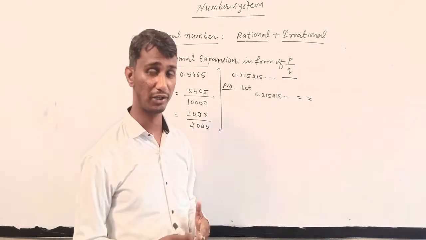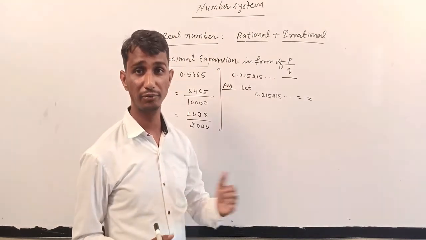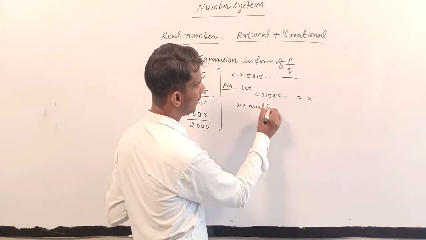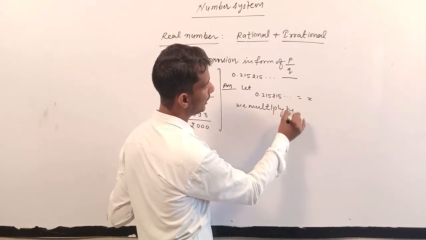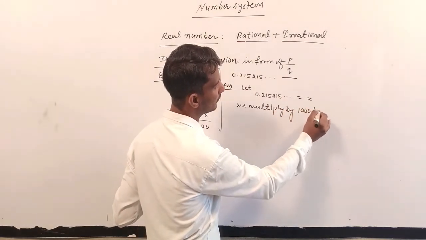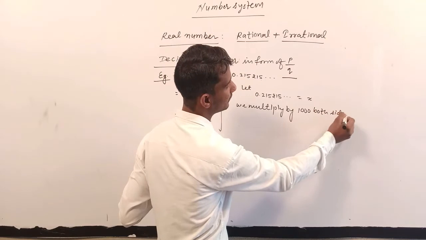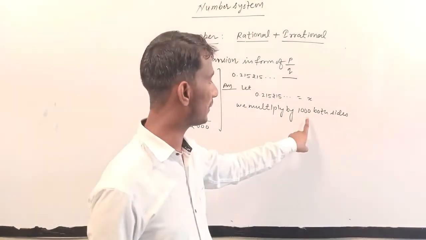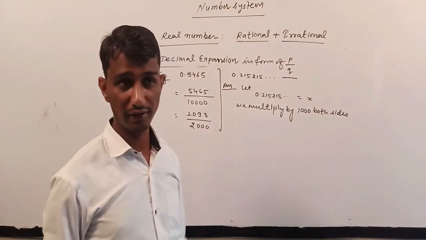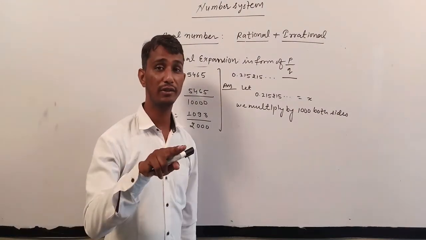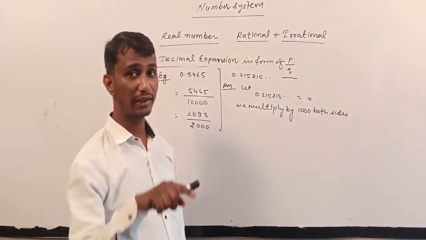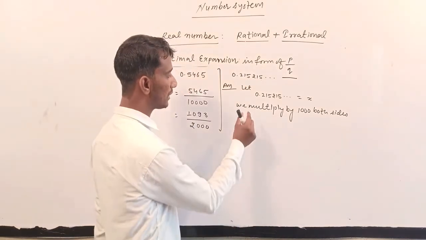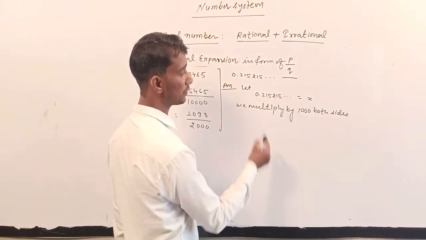So by which number can you multiply? You can write here: we multiply by 1000 both sides, because 3 digits are repeated, so we have to multiply by 1000. Understand? If 2 digits are repeated, you can multiply by 100. If 1 digit is repeated, then you can multiply by 10. Understand, sir?